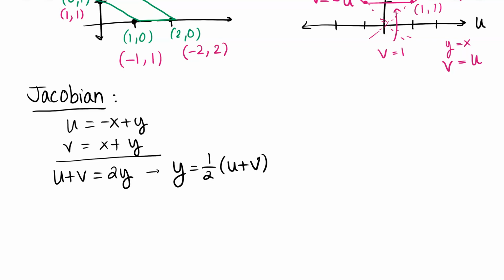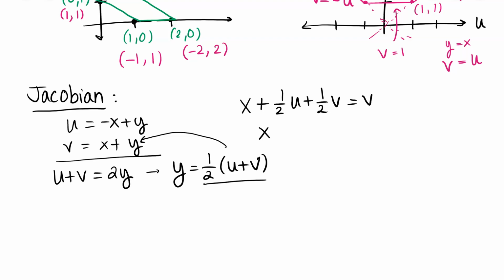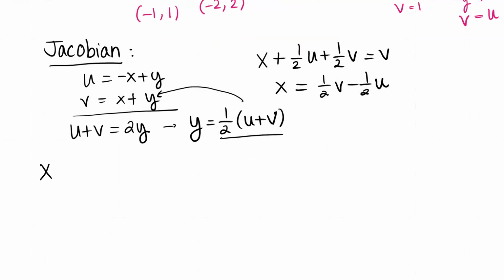Now to find x, I'm just going to plug this in for my y here, and I'm going to solve for x. So that says x plus 1/2 u plus 1/2 v, I'm going to just go ahead and put that 1/2 through, equals v. And now let's just solve for x. So what does x equal? This is going to equal, if I take away a half, 1/2 v minus 1/2 u. Okay, so those are my equations. So I know that, again, x equals 1/2 v minus 1/2 u, and y equals 1/2 u plus 1/2 v.